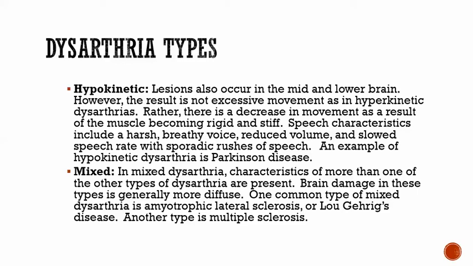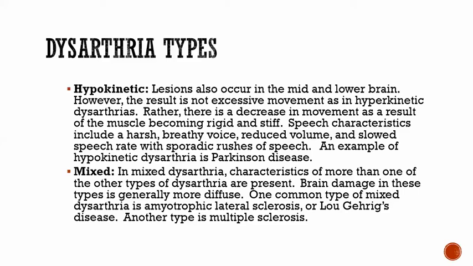Speech characteristics in hypokinetic dysarthrias are going to include a harsh, breathy voice, a softer volume, and a slowed speech rate. In this type, in general, the speech rate is going to be slow, but mixed in with that, you're going to have rushes of speech. So your words are going to come on top of each other very, very quickly, and then you'll have that slow speech once again.